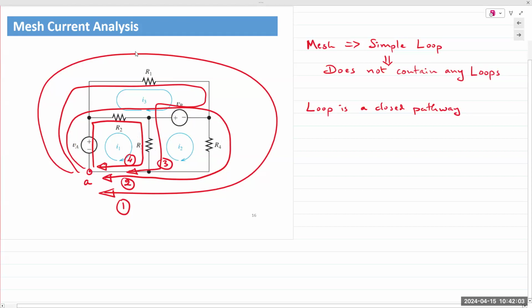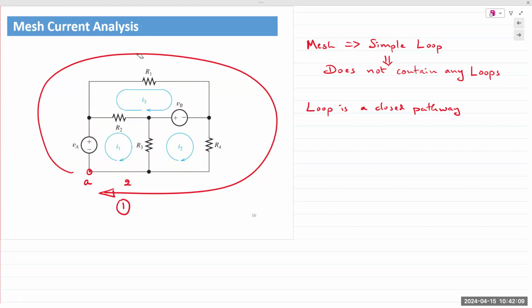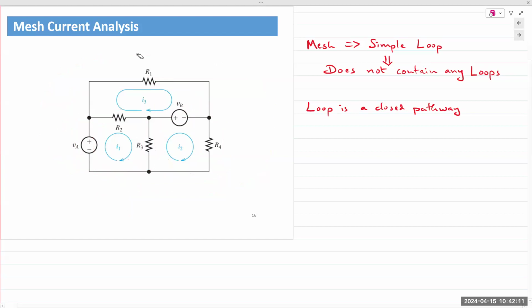Make sense? Right? So I'm going to wipe these out. And you can see identifying meshes is a whole lot easier than identifying nodes. You find a closed pathway that doesn't have any other closed pathway inside it, and that's a mesh. So in this example, I can identify and write this as mesh 1, this as mesh 2, and this as mesh 3.